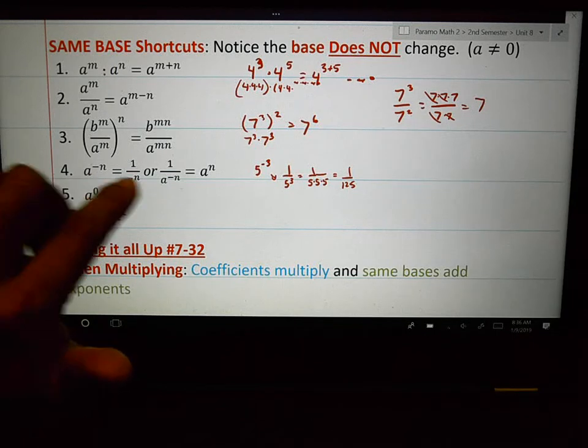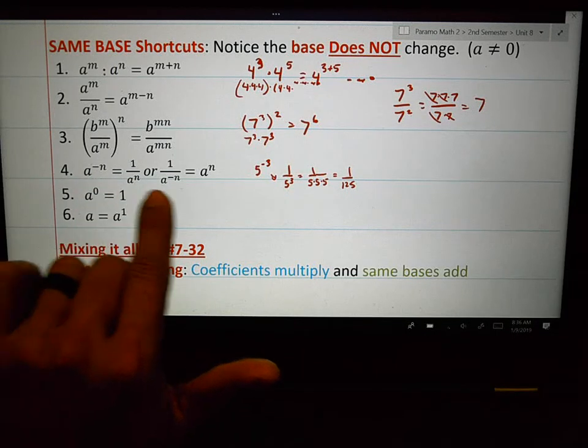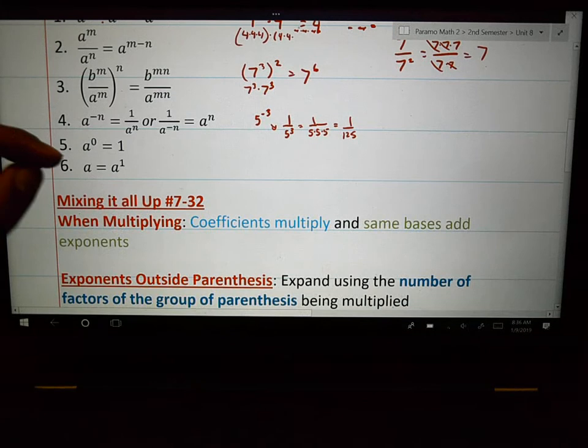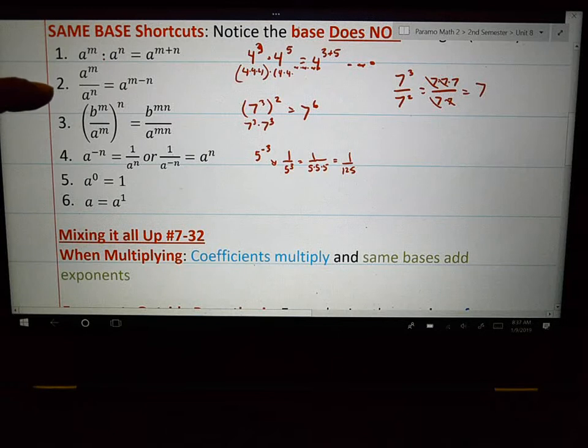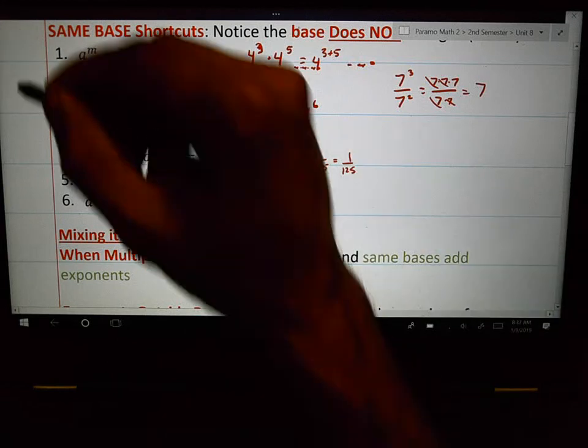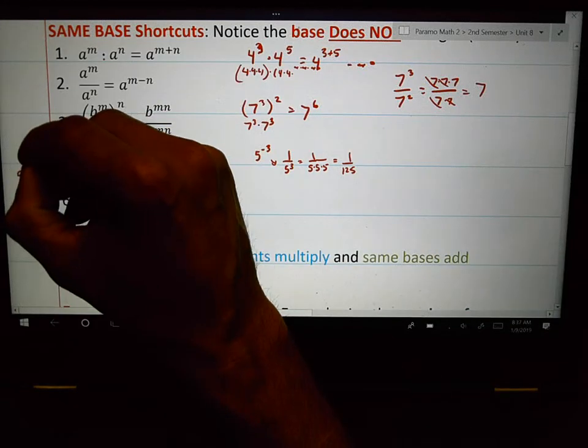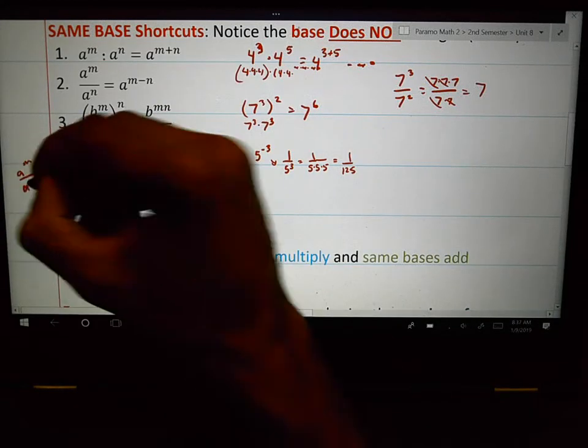I talked to you already about negative exponents. Do not change the sign. This one may look weird to you, but anything to the power of 0 simplifies to 1. The easiest way I can describe that to you is to go back up to this number 2 and say, what if m and m were the same thing? A to the m over A to the m.